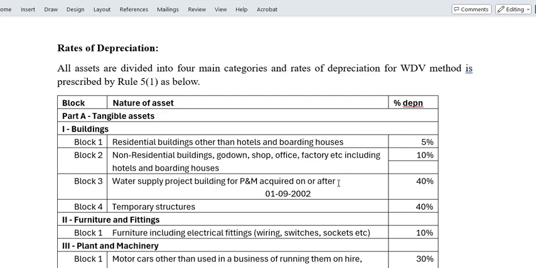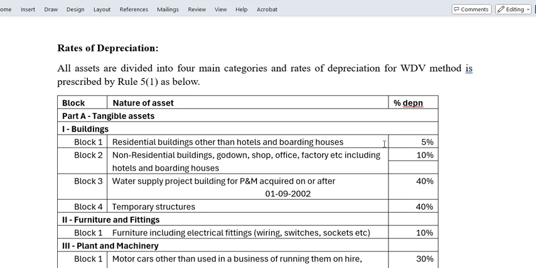Now we told there are different classes and different blocks. What do you mean by these things? I will just explain this to you. There are first classes; one class you have taken is building class. Under the tangible asset part, you have taken the class buildings. In the class building, actually there are different blocks, block 1, block 2, block 3, block 4 as given.